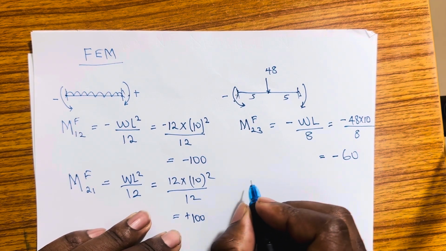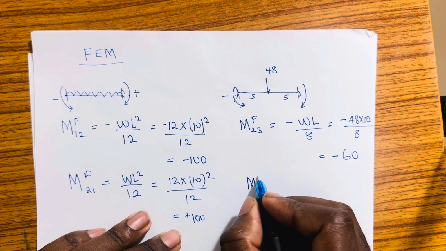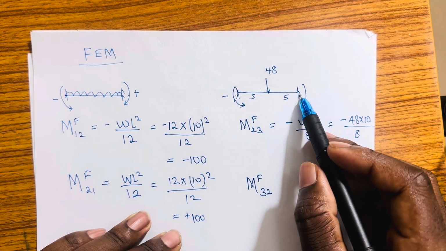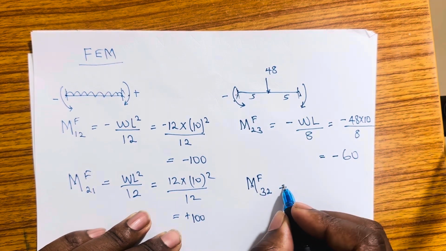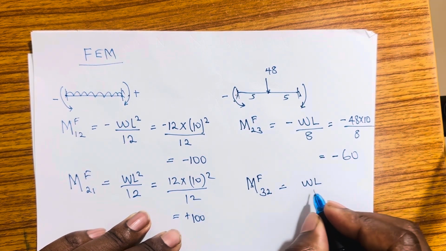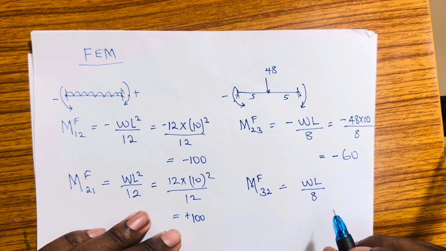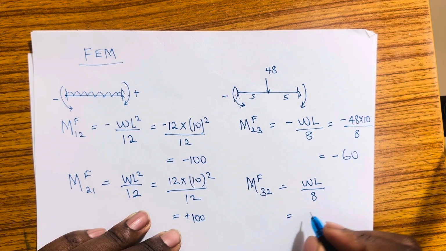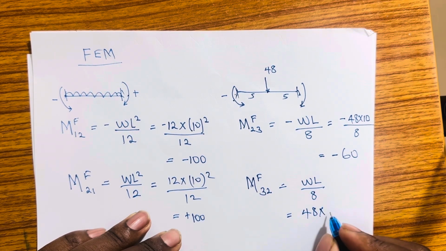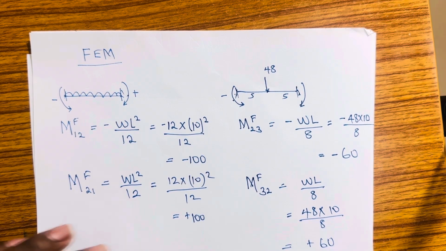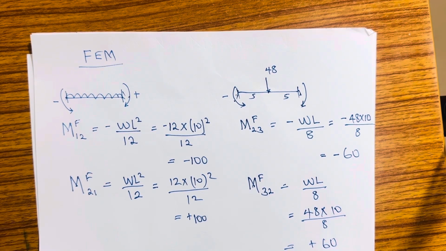Then lastly on fixed end moment is MF due to member 3, 2, from joint 3 going to joint 2. So this is going to be positive WL by 8. So take note of these formulas. Positive, why? The sign convention takes it as clockwise. So this is going to be 48 times 10 out of 8. The answer is positive 60 kilonewton meter. We are done with finding fixed end moment.